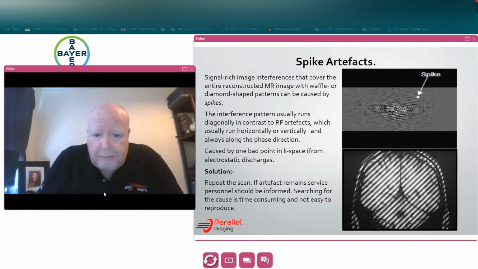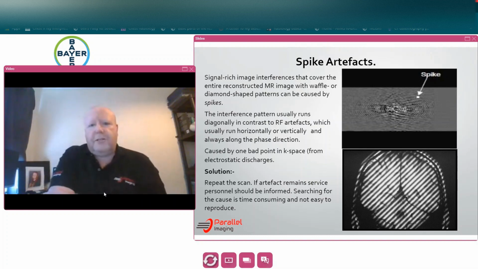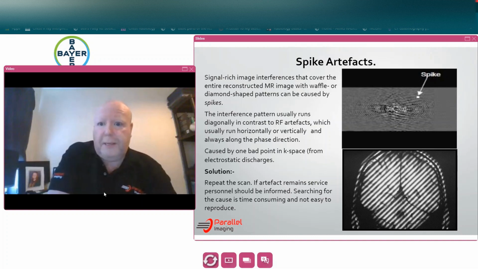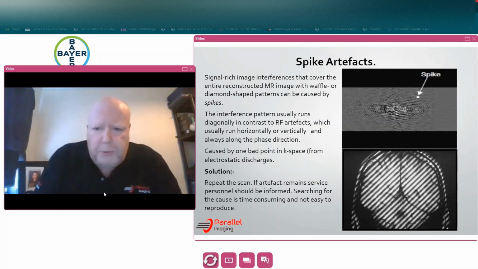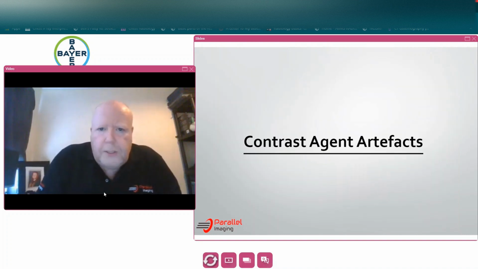Consider repeating the scan. Okay, if the artifact remains, then your service personnel should be informed, because searching for these spikes or white pixels, as some people call them, is very time consuming and it's not very easy to reproduce. So get your friendly field engineer to help you out on that one.